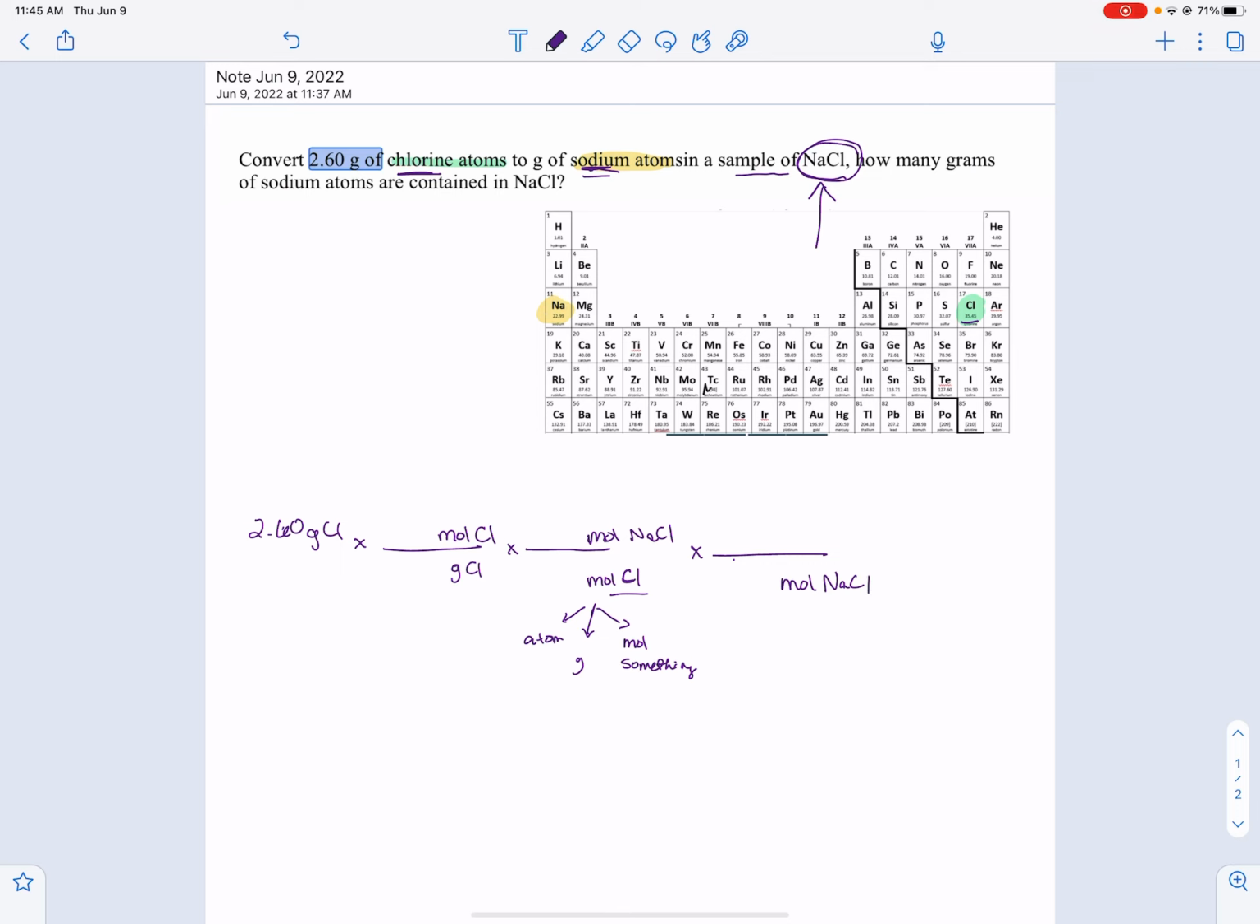Now, it doesn't want me to go to grams of NaCl. It wants me to go to Na, which is sodium. And because this already has sodium in it, I can go straight to Na. And then the last thing it's wanting me to go to is grams. So I can't stop at the moles. I'm going to go to grams of Na.